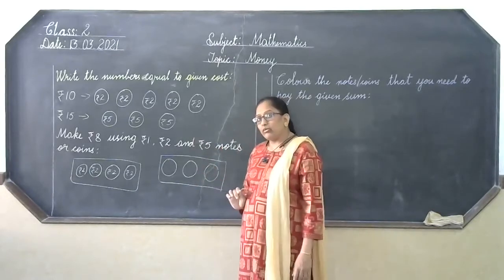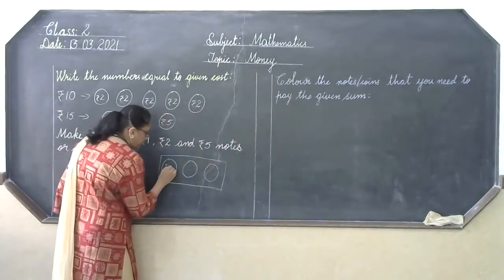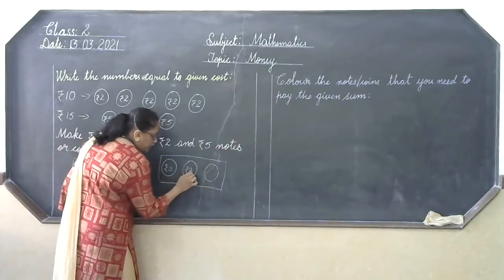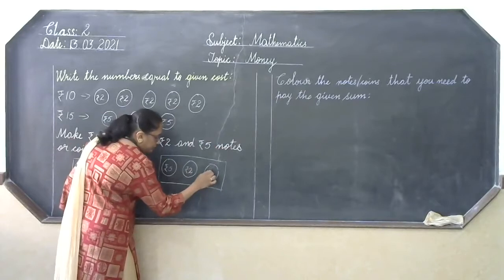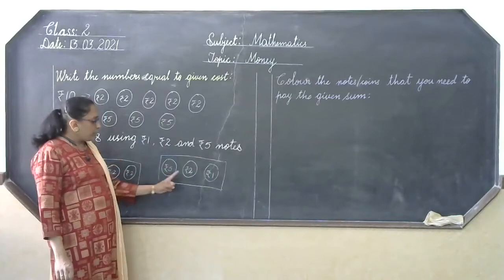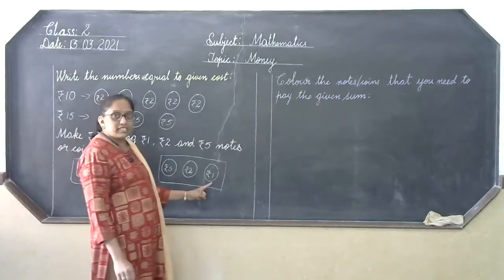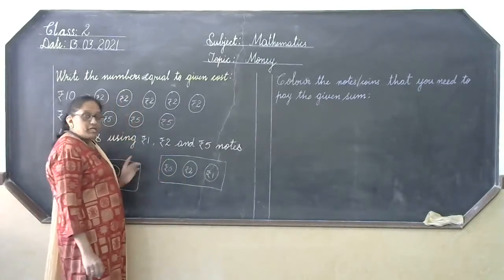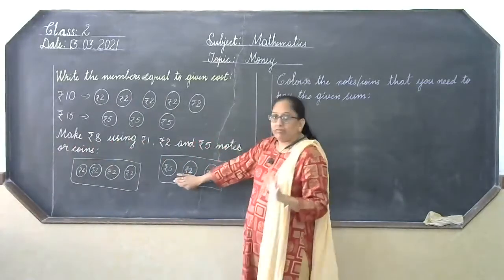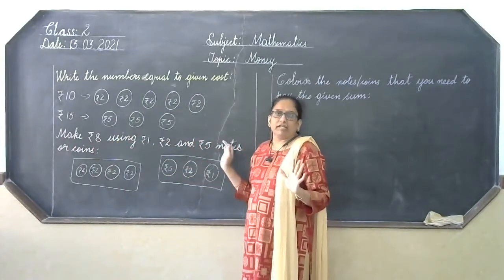So how will you make it now? See here, for example, if you take rupees 5, 2 rupees and rupee 1, see it becomes 8. 5 plus 2 is 7, 7 plus 1 is 8. So it becomes 8 rupees. Like this, in this main, we will give the number of coins, 2 coins, 3 coins, however we want.